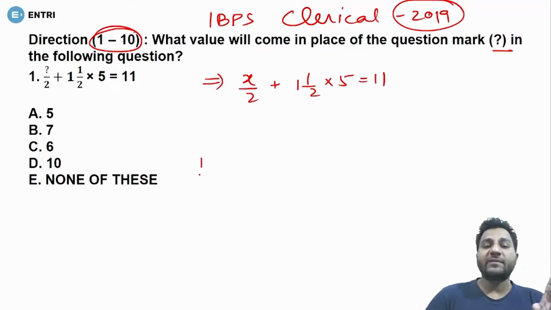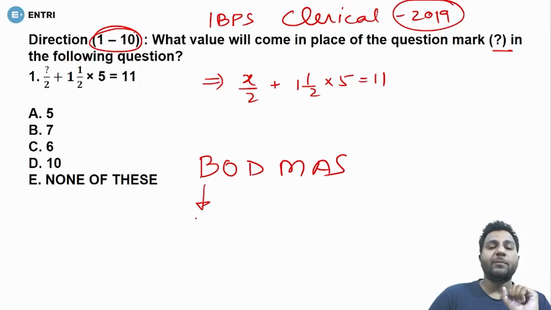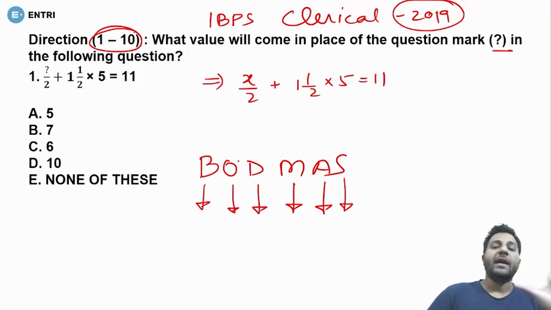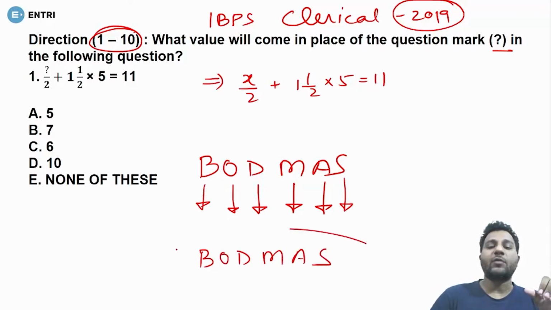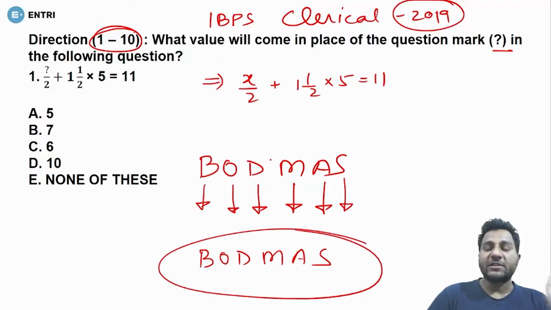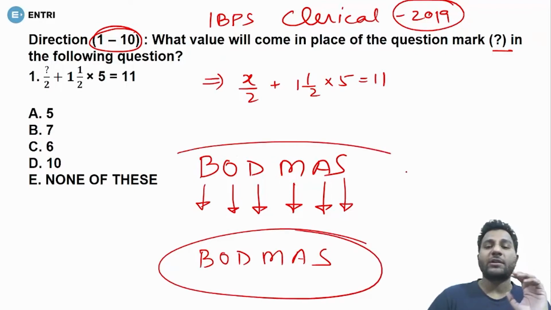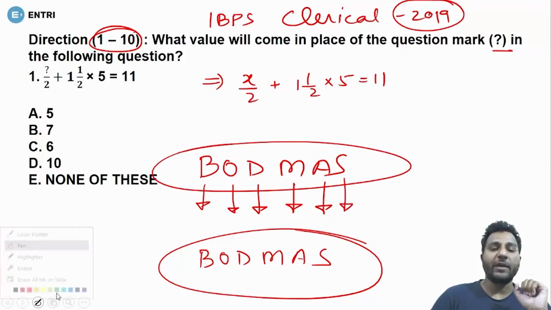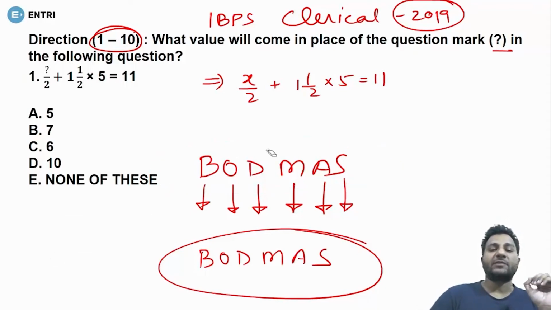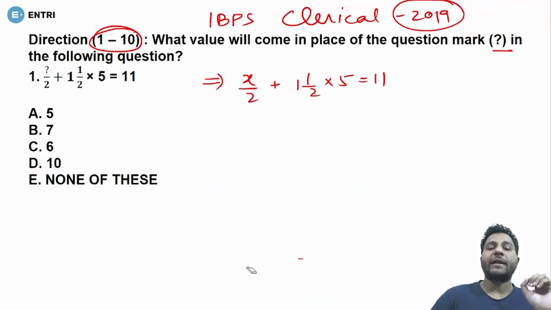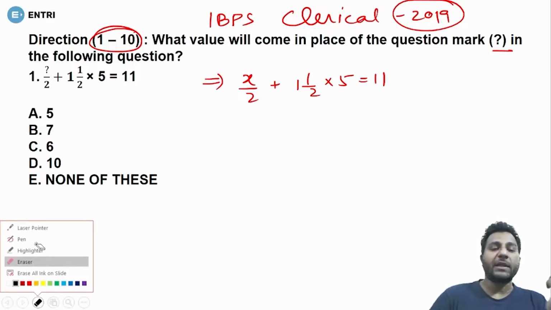Remember, always remember what? The BODMAS method. In the BODMAS method, bracket comes first, then of, then division, then multiplication, then addition, and then subtraction. It is nothing but an order of solving a particular question which has addition, subtraction, multiplication, and all the things related to BODMAS. So let's start with this question and you will get a clear idea of how to solve a particular question.